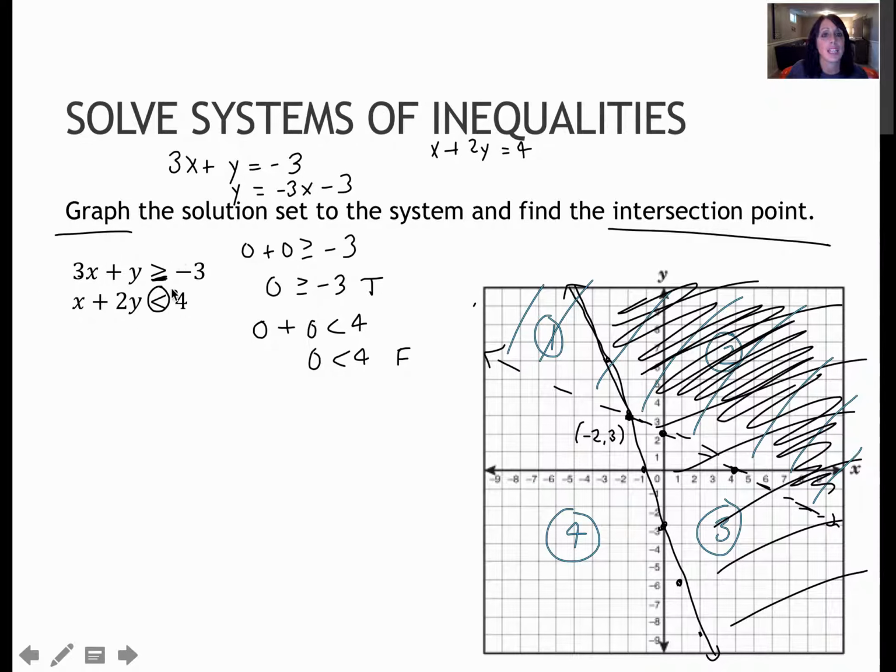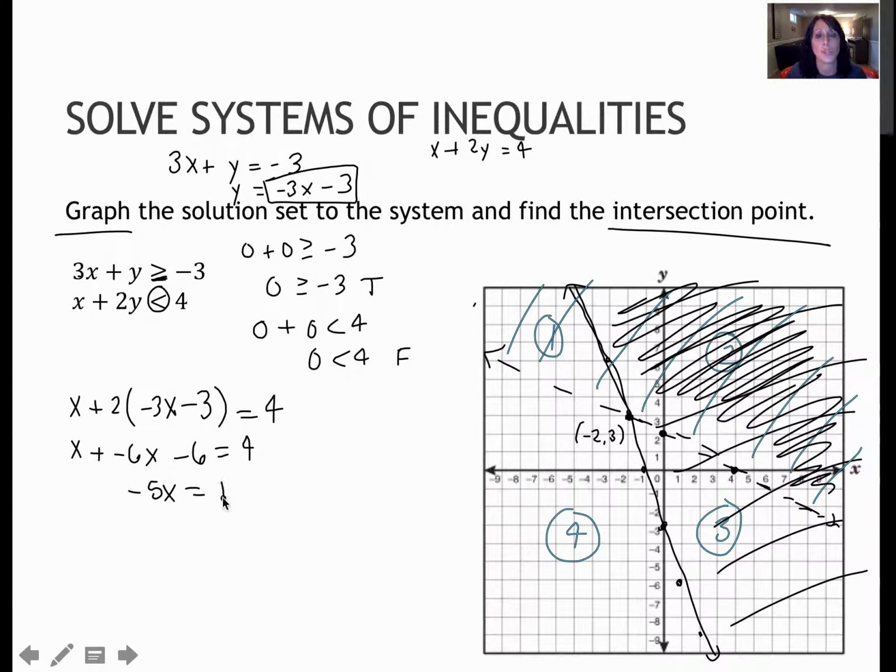So again, I'm going to take these equations and use them as equations, not as inequalities. I'm going to take this first one and just use substitution. So I'm going to take x plus 2y, and instead of y, I'm plugging in all of the stuff that y is equal to. That gives me x plus -6x minus 6 equals 4. That gives me -5x equals 10, and x is -2. So I'm feeling pretty good about my point -2, 3.